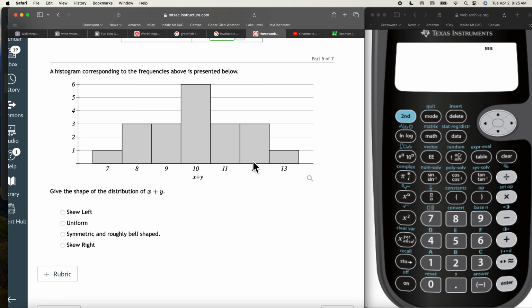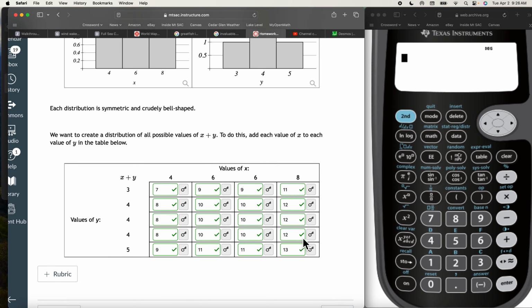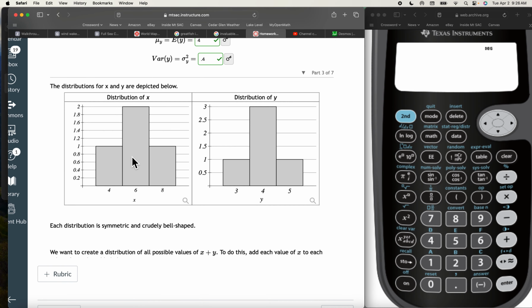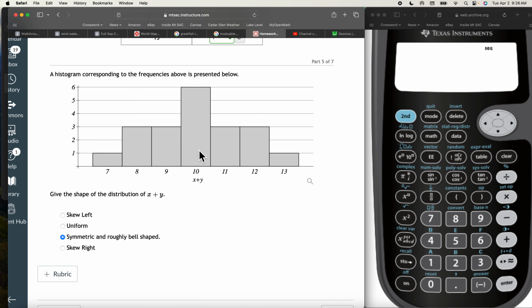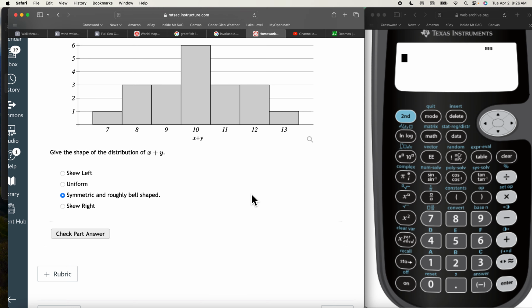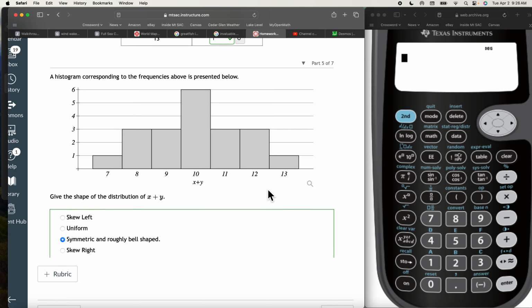And then here's a histogram nicely drawn. Obviously, this is symmetric and roughly bell-shaped. Now, this is important because if you go back to the original distributions, those were definitely symmetric and sort of roughly bell-shaped. And so the distribution of sums, X plus Y, inherits that bell-shaped nature from the individual distributions. So that should be fine.